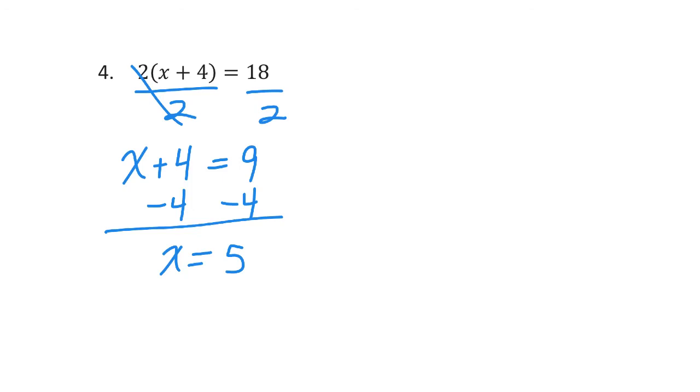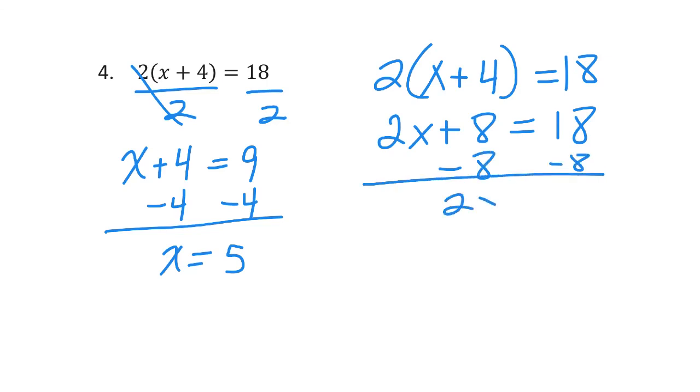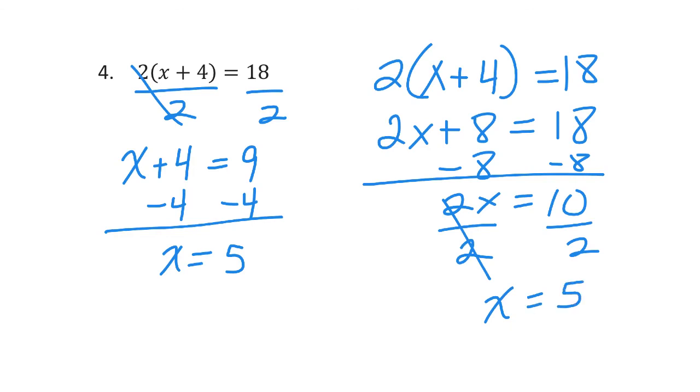With the other strategy, I would multiply through the parentheses using my distributive property. And so when I do that, I get 2x plus 8 equals 18. And that one I would subtract 8 from both sides. And so I get 2x equals 10. Divide both sides by 2, and x equals 5.